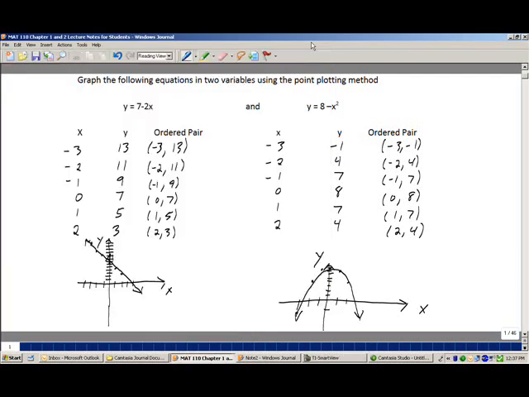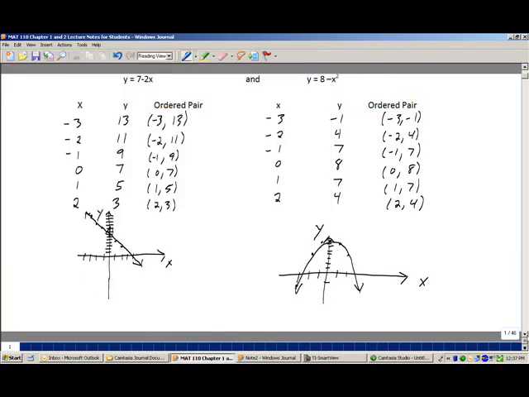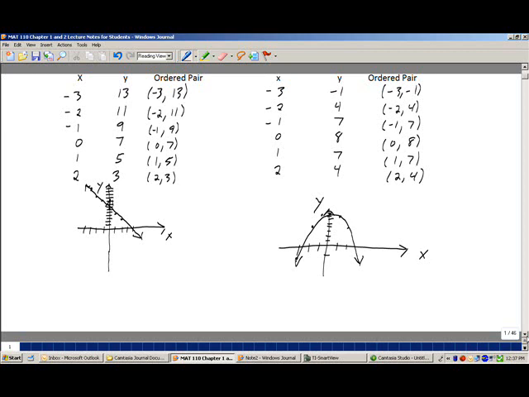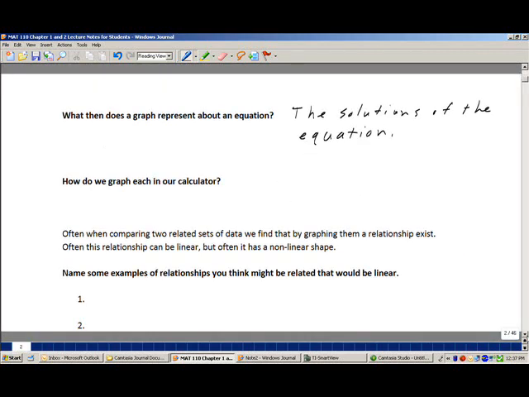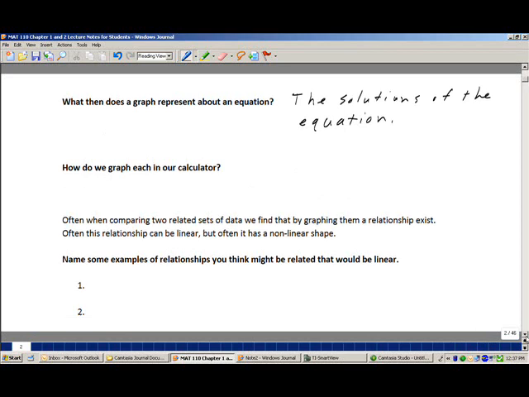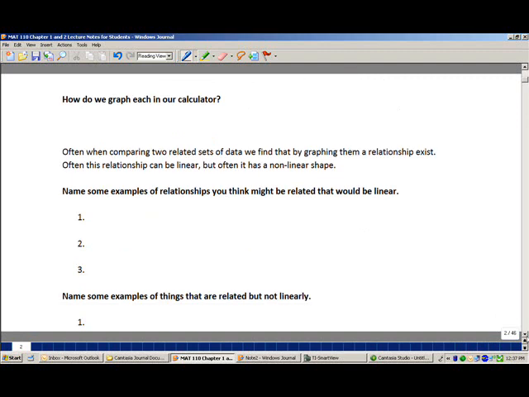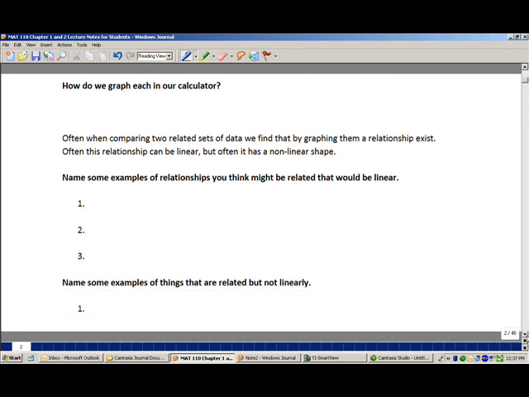So that's a little bit about the calculator and a little bit about 1.1, how we do graphs. By using the plotting method, we find some points and we plot them and then connect the dots. And often when we get to things, they may be related. So often we find there's a relationship between two things. Some things that might be related that would be linear.